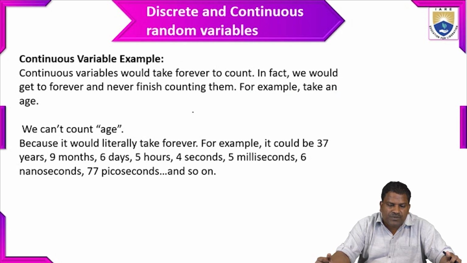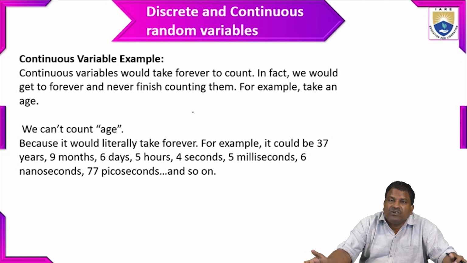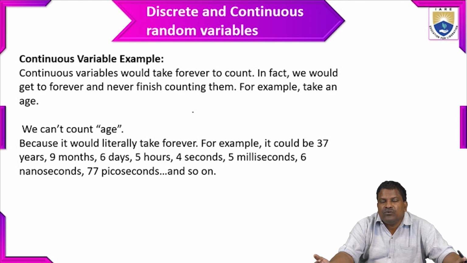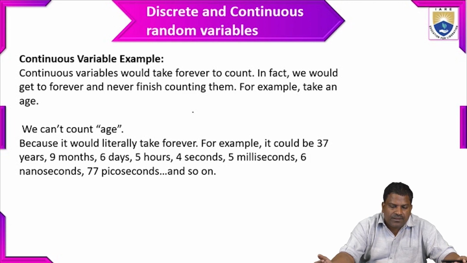Now let us see some examples of continuous variables. Continuous variables would take forever to count. There is no end. In fact, we would get to forever and never finish counting them. For example, take age. How do you count? We cannot count age. Why? Because it would literally take forever.